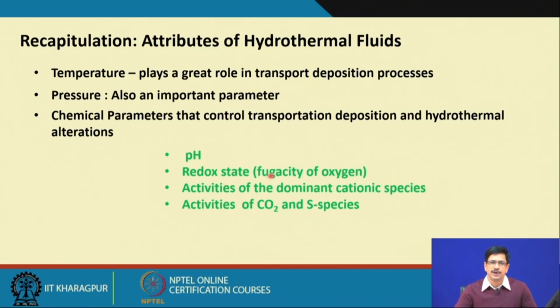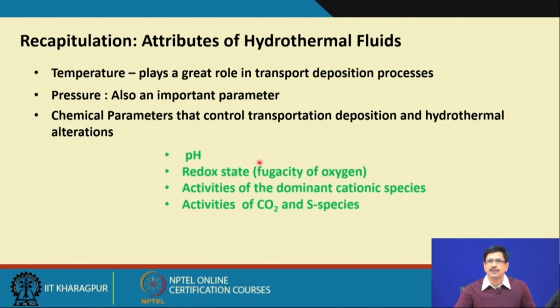parameters such as the redox potential Eh and pH to explain formation of many different types of ore deposits under superficial conditions. Then the activities of the dominant cationic species, like potassium, sodium, which are abundant, calcium, magnesium, and the anionic species like sulfate and chloride, and we try to understand or plot their stability fields in response to change in fO2 and pH to understand the chemistry of the processes, and also the activities of carbon dioxide and sulfur-bearing species.